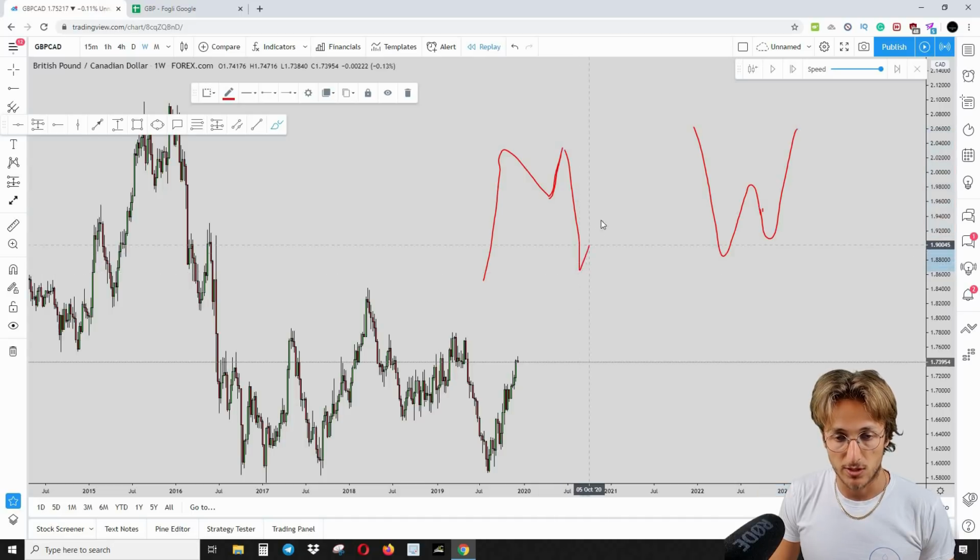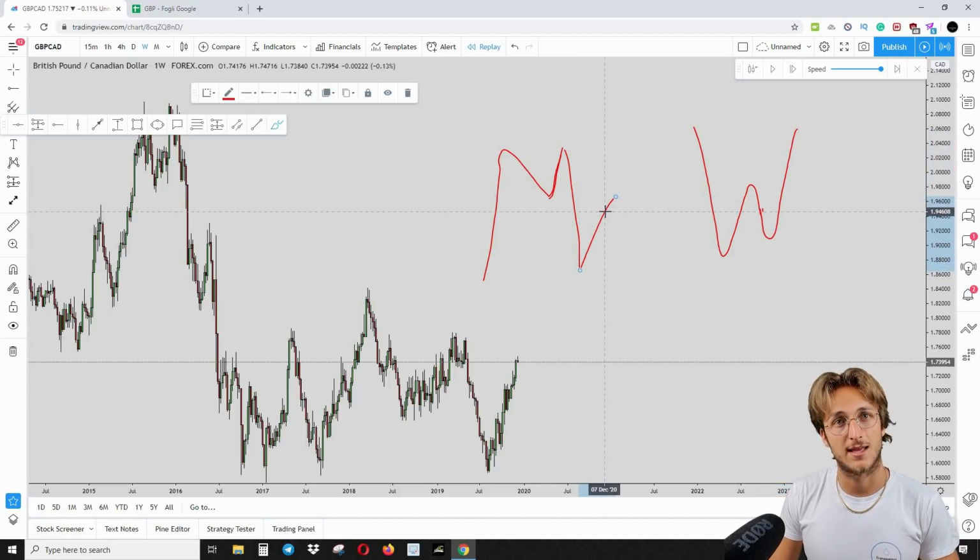And that is exactly where there is the possibility, and most of the times, like 80% of the times, this pattern will complete on all time frames to the neckline.